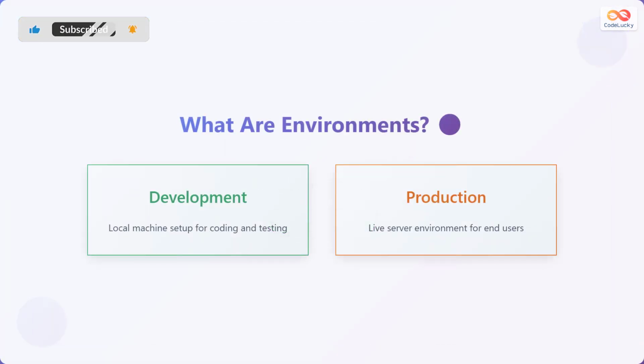So, what exactly are environments in the context of software development? Well, we primarily deal with two types: development and production. The development environment is essentially your local machine, set up for coding and testing your application. On the other hand, the production environment is the live server environment where your application runs for end users.